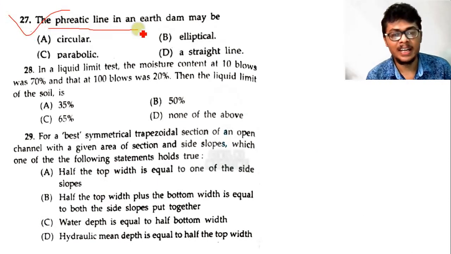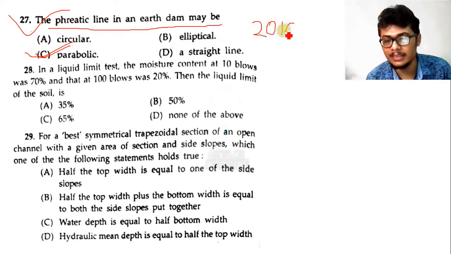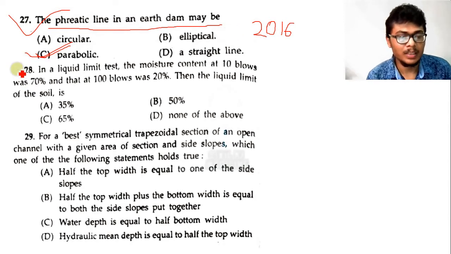The phreatic line in an earth dam or earthen dam, obviously the answer will be C. This is a repeat question. This question was also in 2016, and this question is from the soil mechanics subject, and the chapter is seepage through soil. Next, 28.